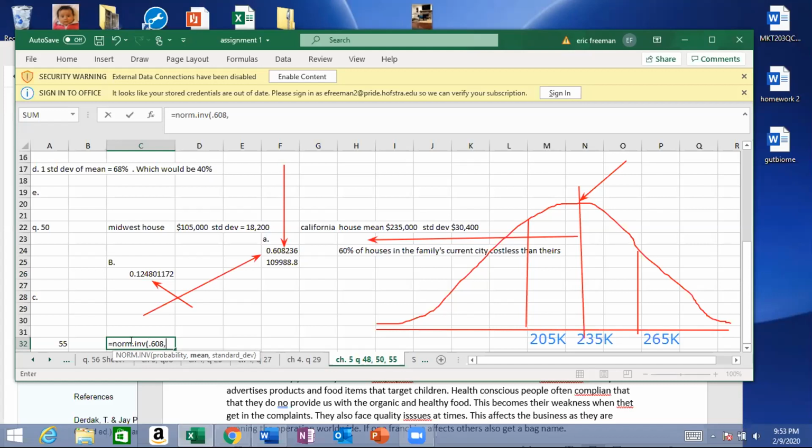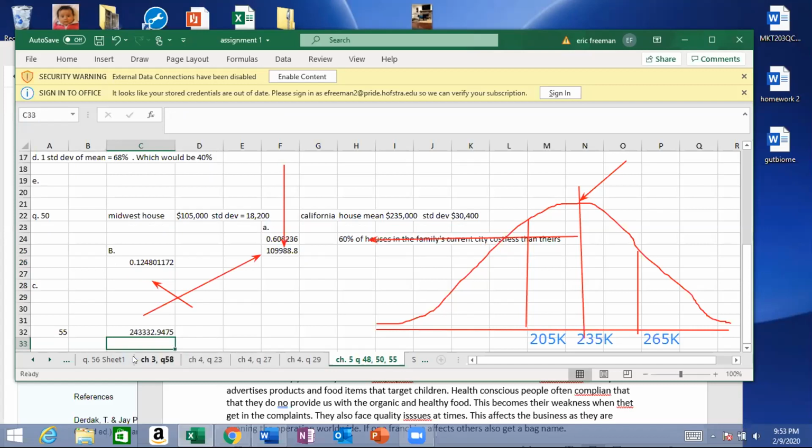What's the mean? Mean would be 110. No, because now you're dealing with the new city. New city, 235, standard deviation 30. What price house? 243,000. Agree.